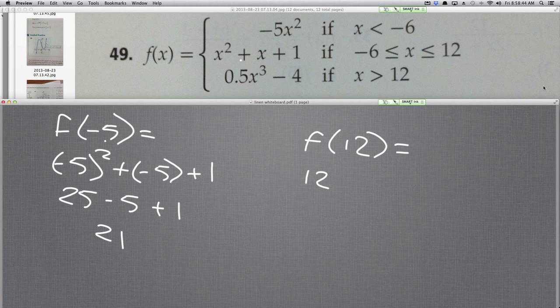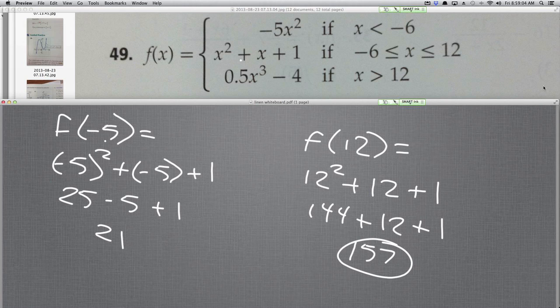So I'm going to do 12 squared plus 12 plus 1. So 12 squared gives me 144. 144 plus 12 is 156, and 156 plus 1 gives me 157. So that means f of 12 is 157.